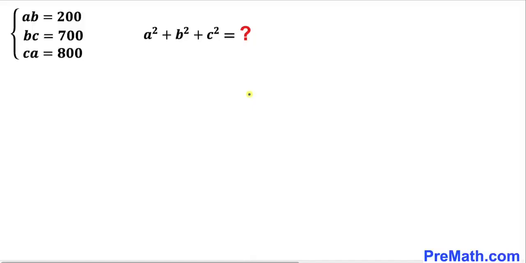Welcome to Pre-Math. In this video, we have got a system of equations: AB equals 200, B times C equals 700, and C times A equals 800. And now we are going to find the value of A square plus B square plus C square.